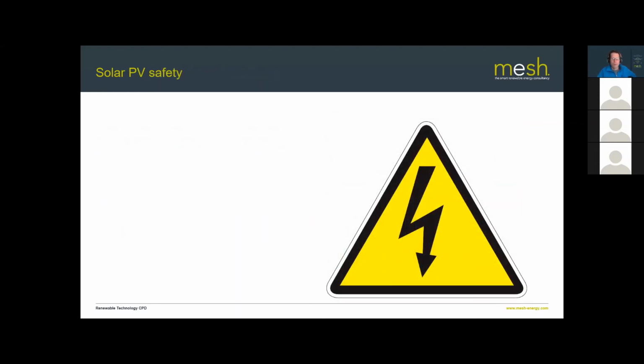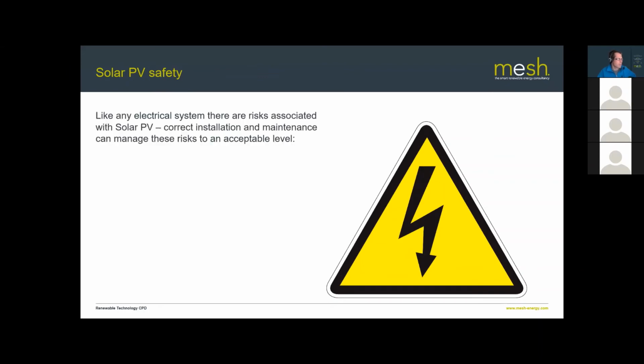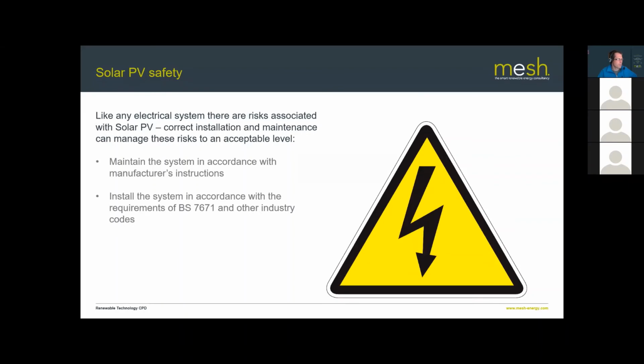So we've had at least one question about safety. So let's talk a little bit about safety. As with any electrical installation, PV has the potential to be dangerous. So there are things that we should be doing to make sure that we manage those risks to an acceptable level. So the first and most important thing is maintain the system in accordance with the manufacturer's instructions. And this is something that is really important.